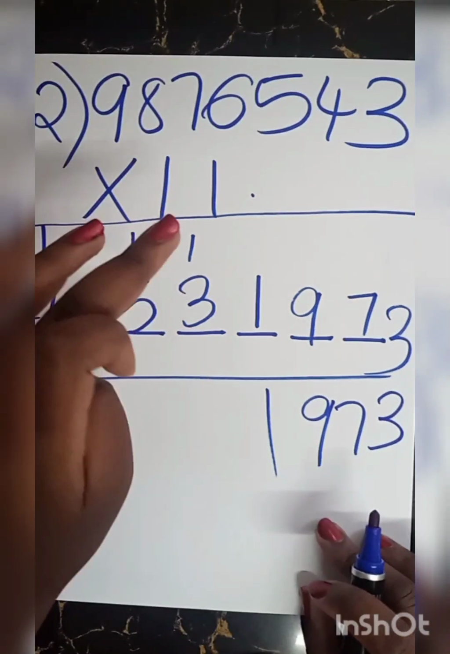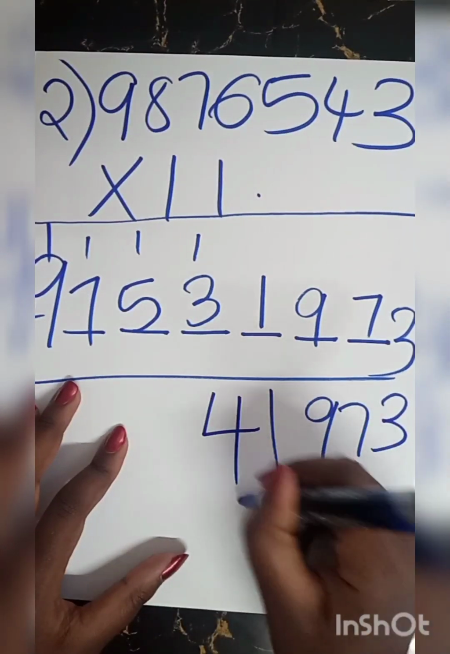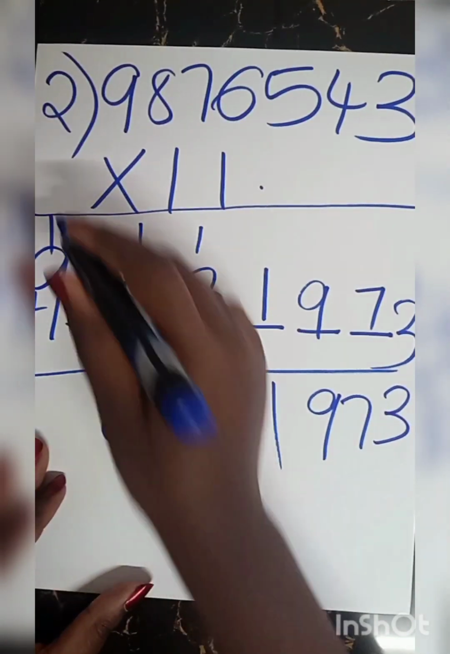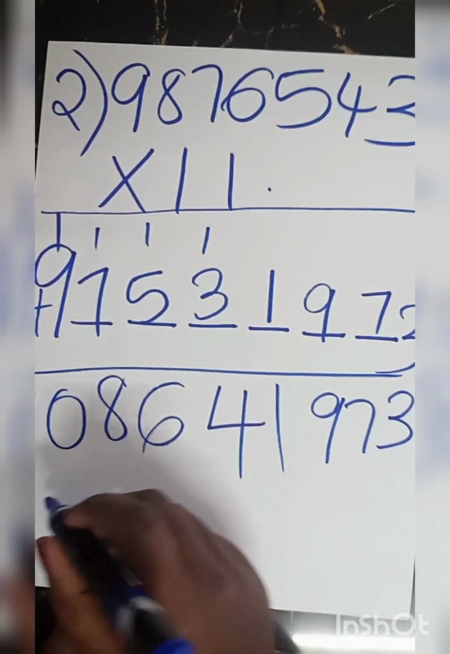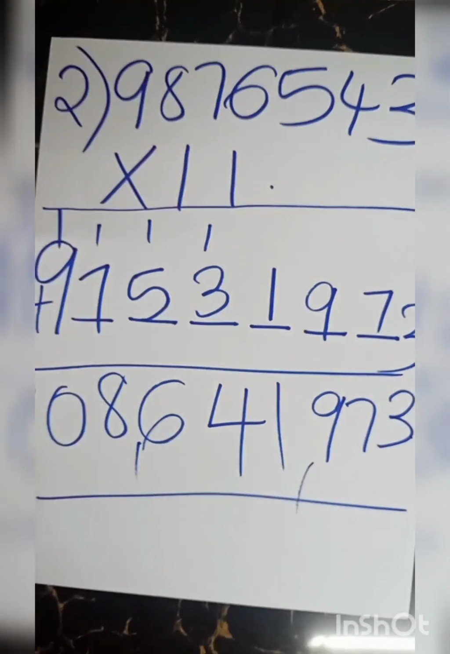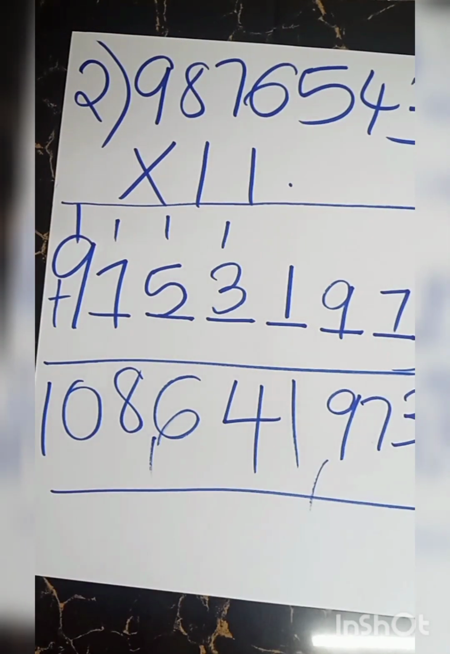Nothing has changed. 1 plus 3 is 4. 1 plus 5 is 6. 1 plus 7 is 8. And 1 plus 9 is 10. So that means that the answer to this question is this number here. Are we together? Yes, that was quite easy, right?